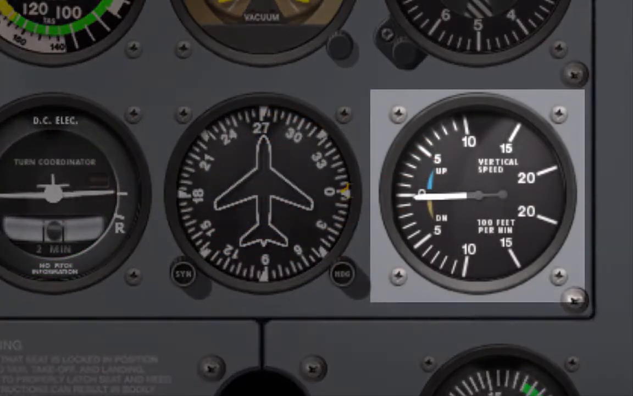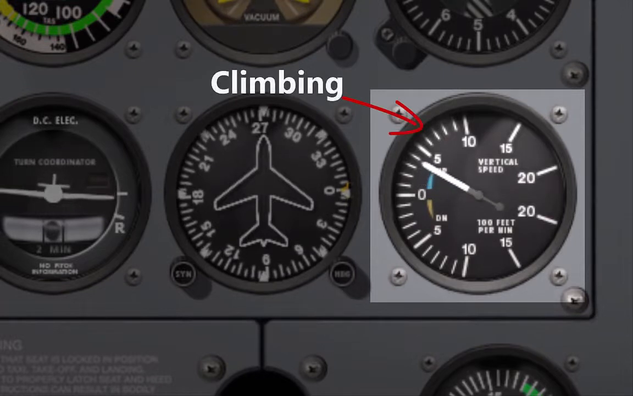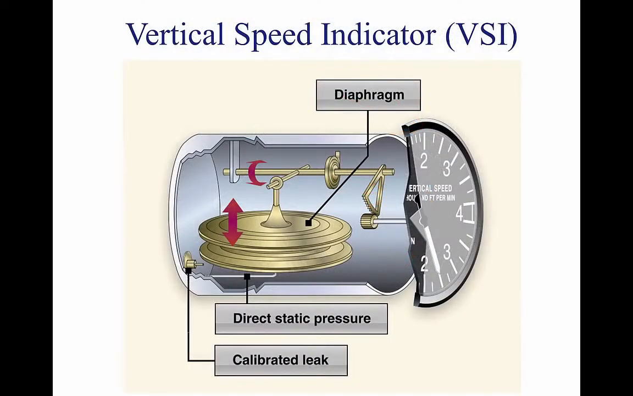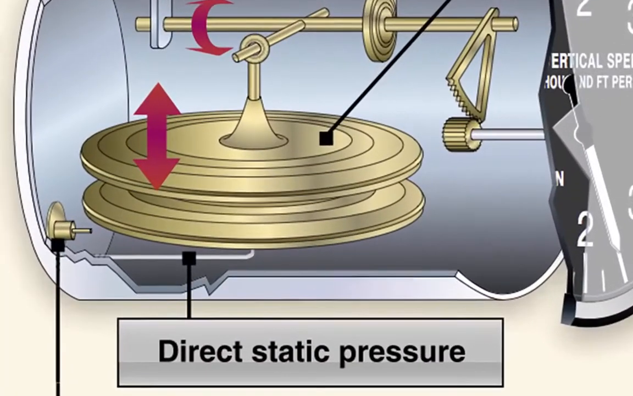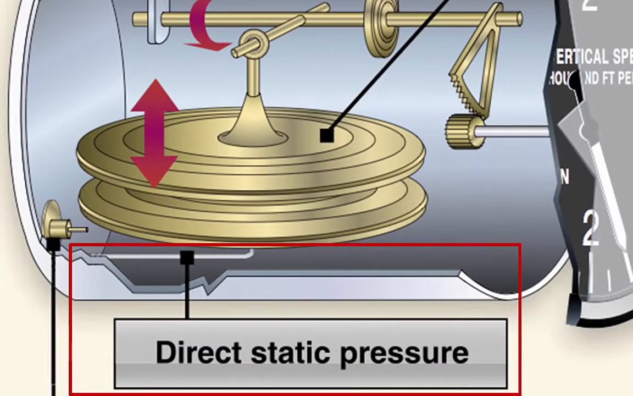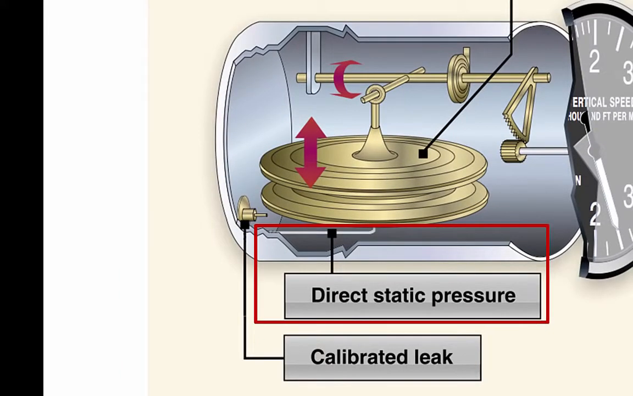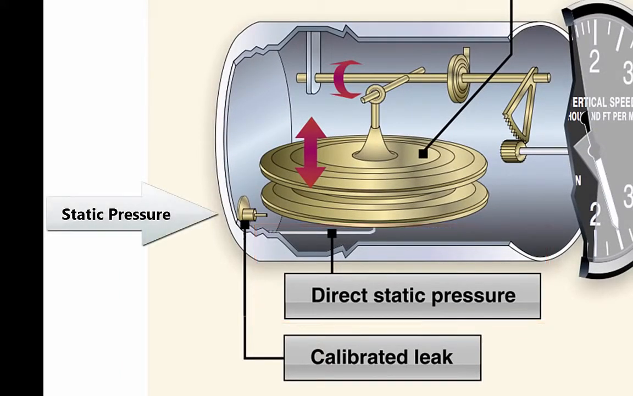The VSI indicates whether the aircraft is climbing, descending, or in level flight. The rate of climb or descent is indicated in feet per minute, FPM. If properly calibrated, the VSI indicates 0 in level flight. The inside of the diaphragm is connected directly to the static line of the pitot-static system. The area outside the diaphragm, which is inside the instrument case, is also connected to the static line, but through a restricted orifice, a calibrated leak.